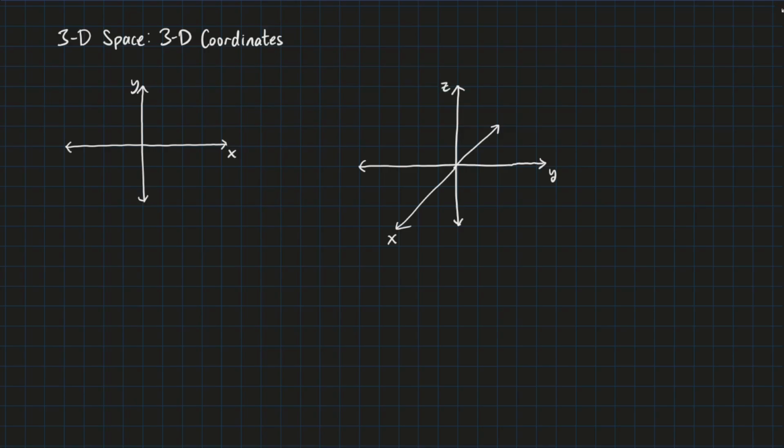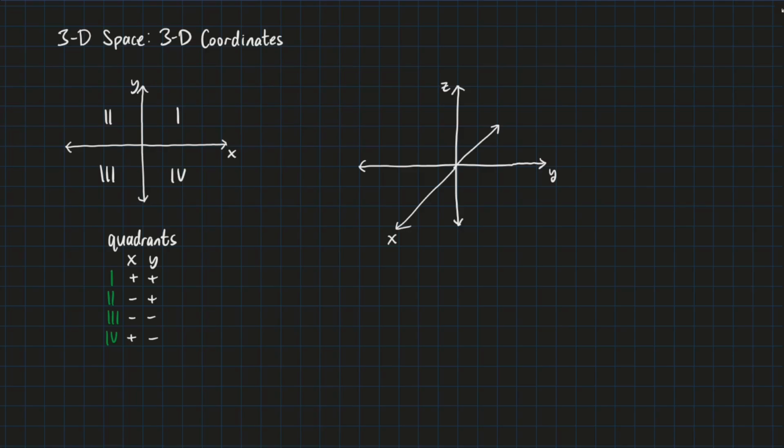So from 2 dimensions, we would have 4 quadrants labeled 1, 2, 3, and 4. So for quadrants, we would have x and y. Here is 1, 2, 3, and 4. And when they're both positive, that is quadrant 1. And then when y is positive and x is negative, that's quadrant 2. When x and y are both negative, we're in quadrant 3. And when x is positive and y is negative, we're in quadrant 4.